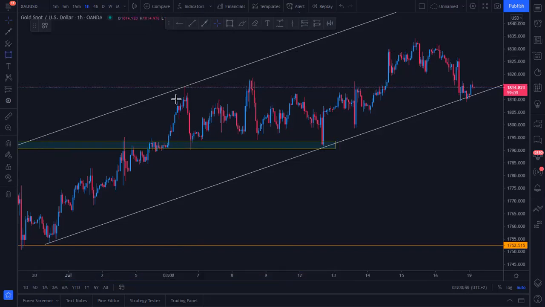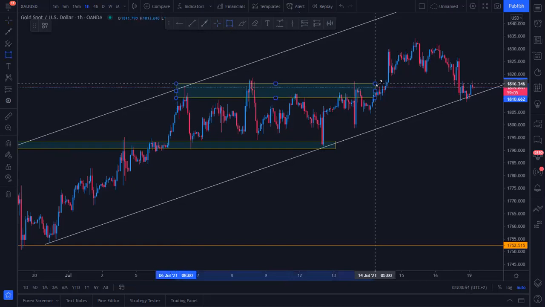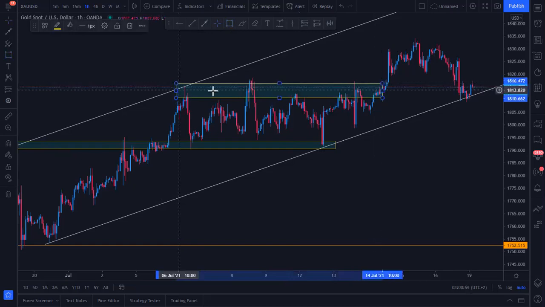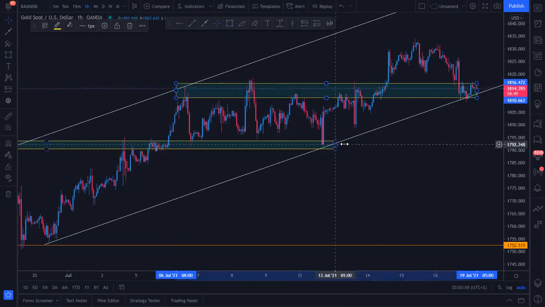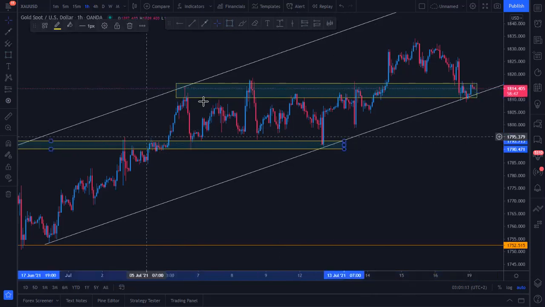I drew another zone here, because we have this level that's been tested many times again. First time, second time, third time, and the fourth time, which makes it a significant, relevant level. What did the price do here? The price was impulsive to the upper side, to give us a bigger correction before another continuation to the upper side.